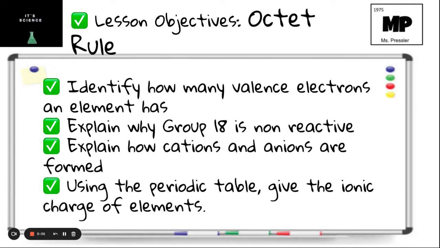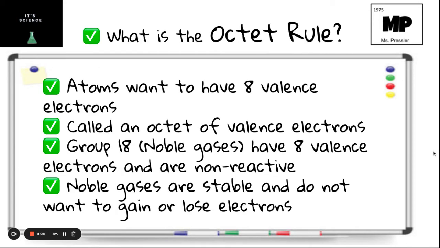Hey, chemistry students. Today we are going to be learning about the octet rule. So, what are our lesson objectives for today? We're going to be able to identify how many valence electrons an element has. We will explain why group 18 is non-reactive. We will explain how cations and anions are formed, and we will use the periodic table and give the ionic charge of elements. So, what is the octet rule?